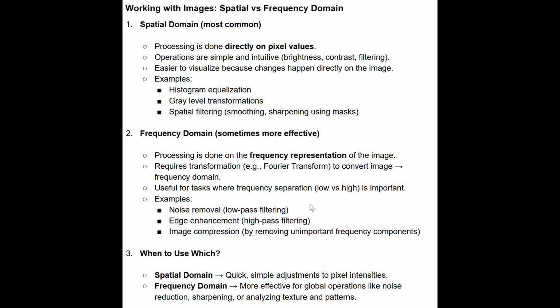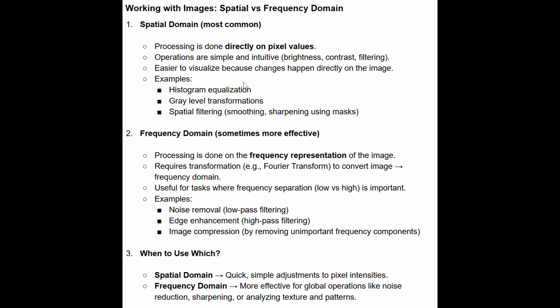While working with images, if we compare spatial versus frequency domain, the spatial domain is most common. The frequency domain is sometimes used, but it is more effective. In the spatial domain, processing is done directly on pixels, as I already told. The operations performed in the spatial domain are very simple, for example adjusting brightness, adjusting contrast, or performing filtering operations. We have seen in the second unit the various filtering operations we can perform.